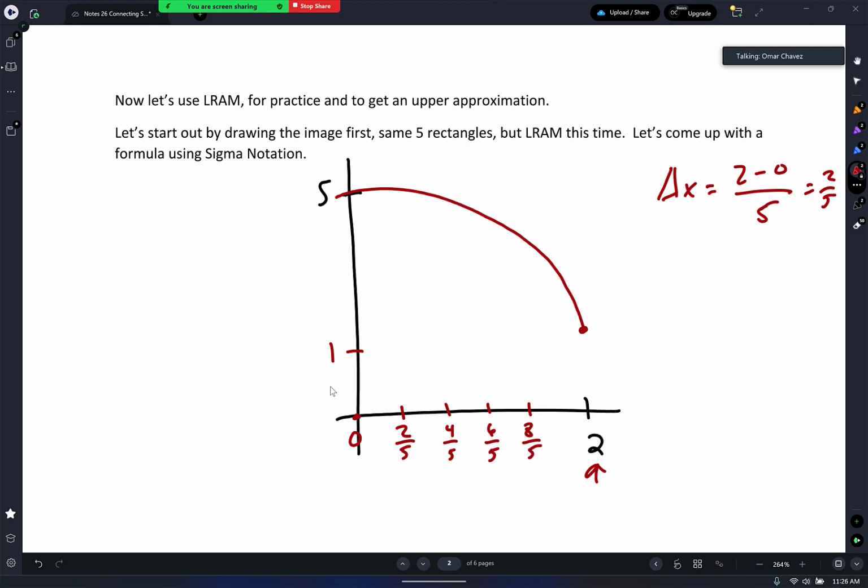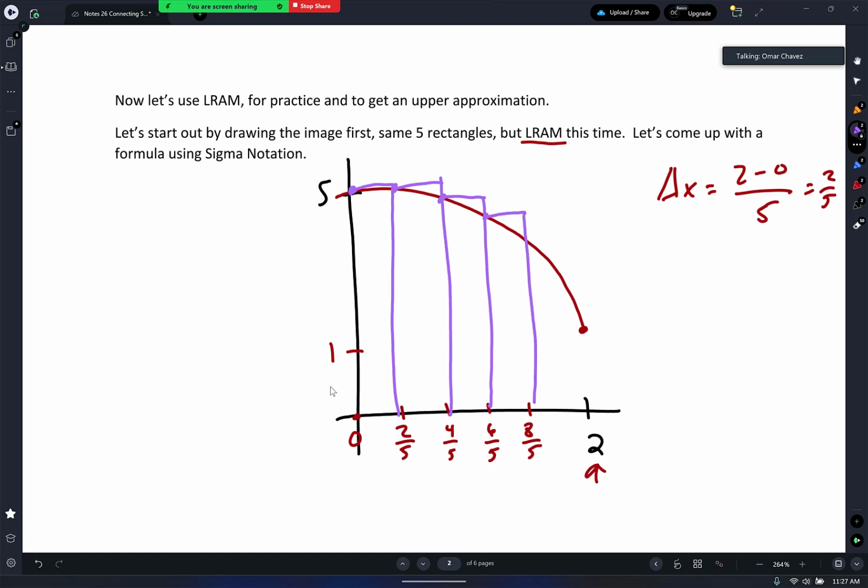All right, they wanted me to use LRAM. What does the L stand for? Left. So here we go. I go from the left, I go until I hit 2/5, a horizontal line, and then go straight down. Start at that curve, straight down to 4/5. Because I have a strictly decreasing function, an LRAM for this is going to give me an overapproximation.